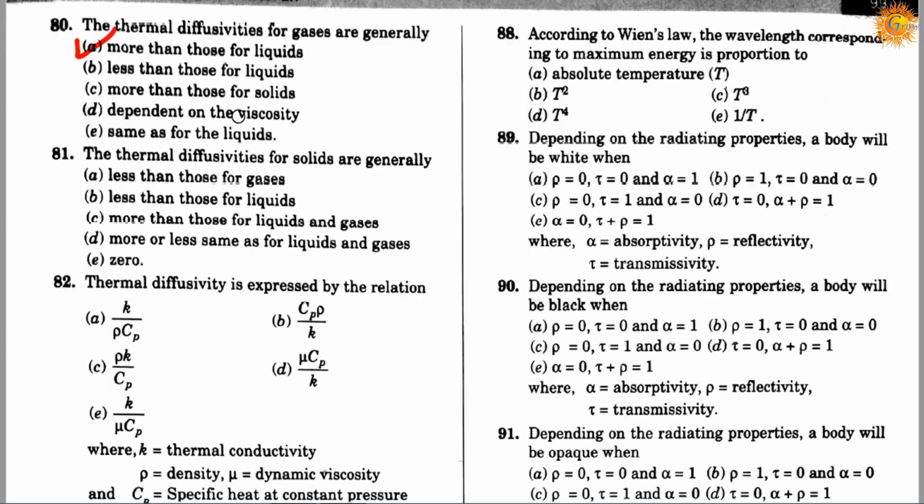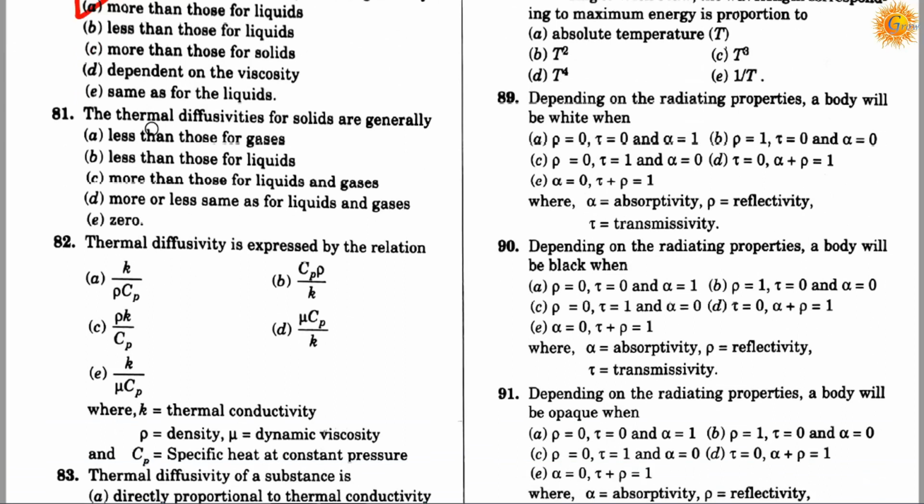Question number 81. The thermal diffusivities for solids are generally: option A, less than those for gases; option B, less than those for liquids; option C, more than those for liquids and gases; option D, more or less same as for liquids and gases; and option E, zero. Correct answer is C. The thermal diffusivity for solids is generally more than those for liquids and gases.